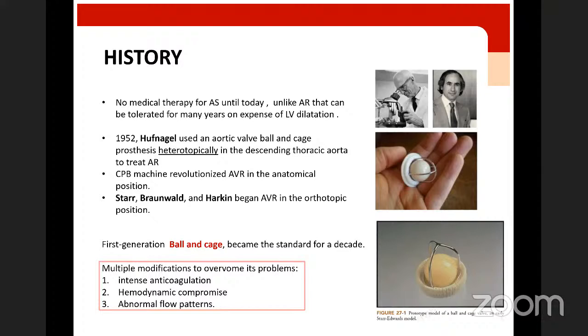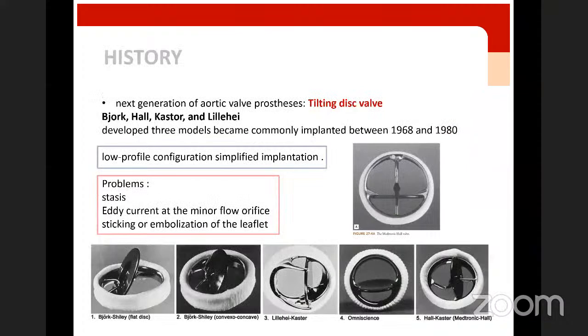This model has undergone multiple modifications to overcome its main problems, which are the requirement for intense anticoagulation and hemodynamic compromise, potential outflow obstruction with this ball occluder, and also an abnormal flow pattern associated with this model. All these problems led to the development of the next generation of aortic valve prostheses, the tilting disc valve. Innovators such as York, Hall, Kastor, and Dr. Lillehei developed three different models of tilting disc that became the most commonly implanted AVR devices between 1968 and 1980. As you can notice, the low profile configuration has simplified surgical implantation.